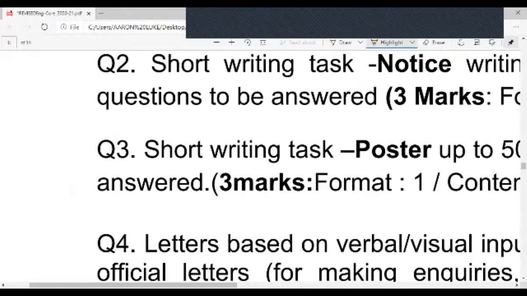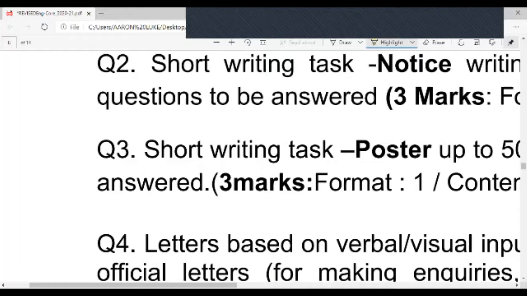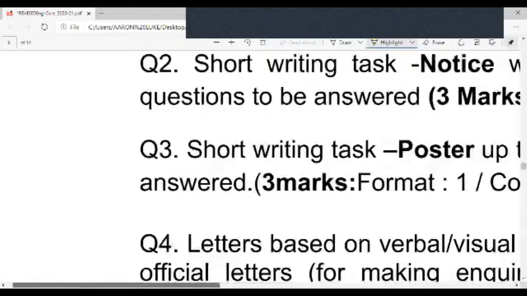Then question number 3, short writing task, that is poster, which we have already taught. Question number 3, that also 2 posters will be asked and you have to frame based on 1 poster. So both question number 2 and 3 totally is 6 marks, 3 marks per question.